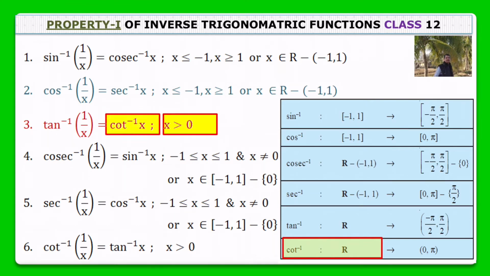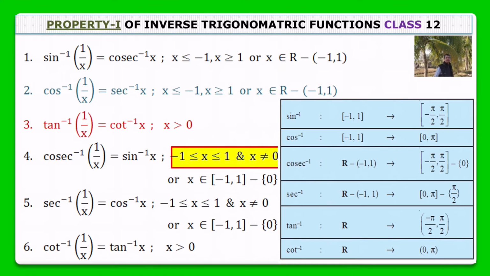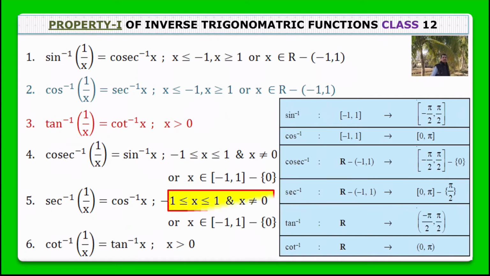And similarly next, cosec inverse 1 upon x equal to sin inverse x, where the value of x is not equal to 0 and lies between -1 and 1. We can observe that this is nothing but the domain of the sin inverse function. In the fifth, the same, it may be written as the domain of cos inverse x. The value of x must be not equal to 0, because 1 upon x is not defined.